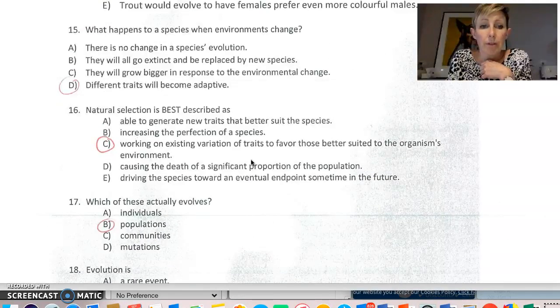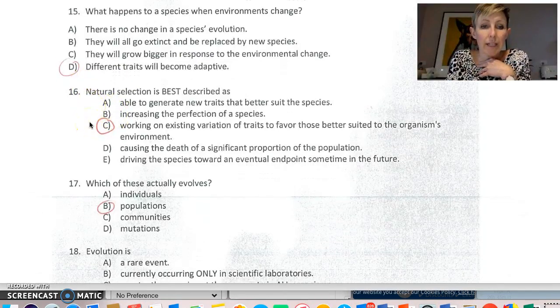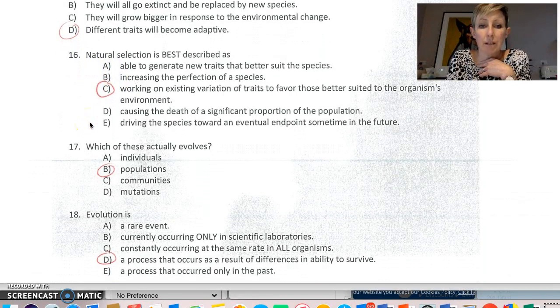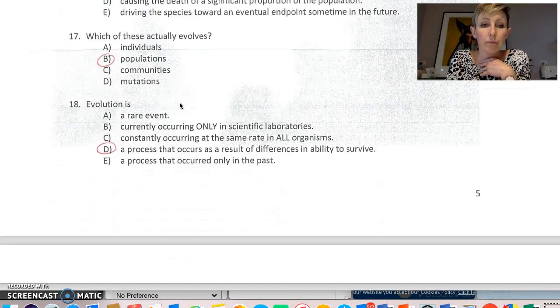15. What happens to a species when environments change? Well, the different traits will become more adaptive or more well matched to their environment. Okay, so that is D. 16. Natural selection is best described as working on existing variation of traits to favour those better suited to the organism's environment. So 16 is C.